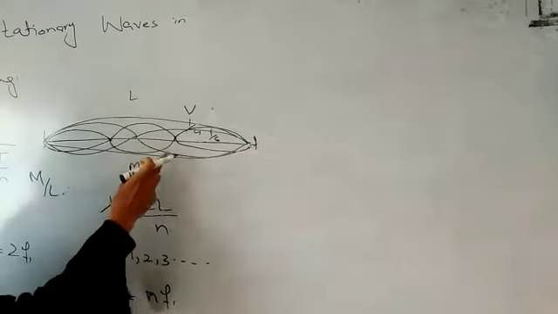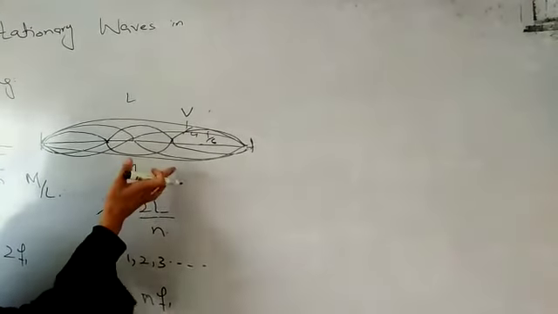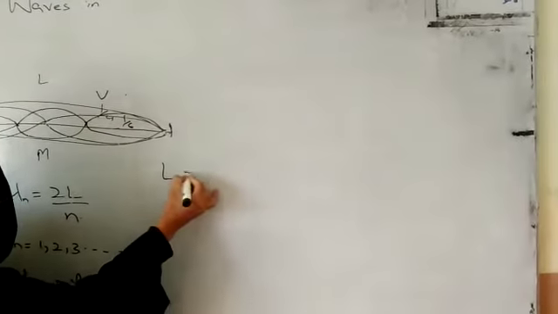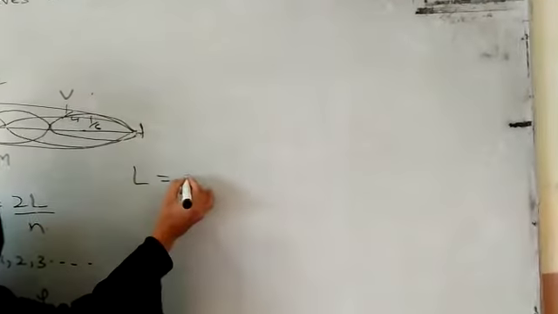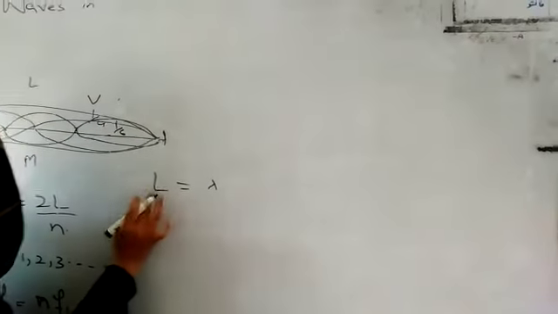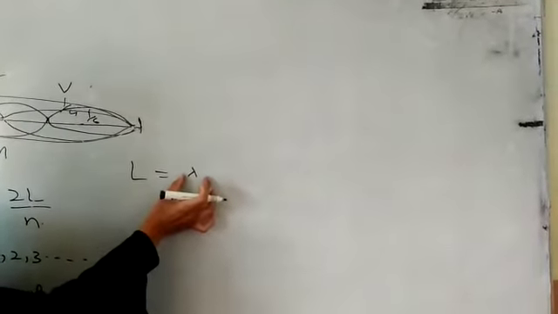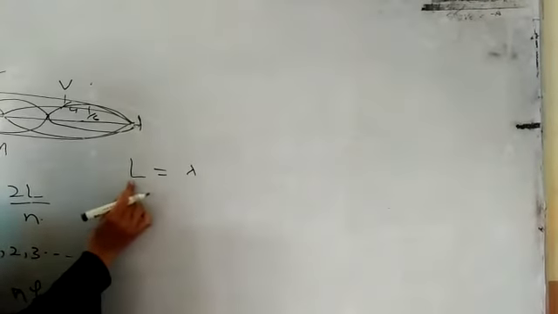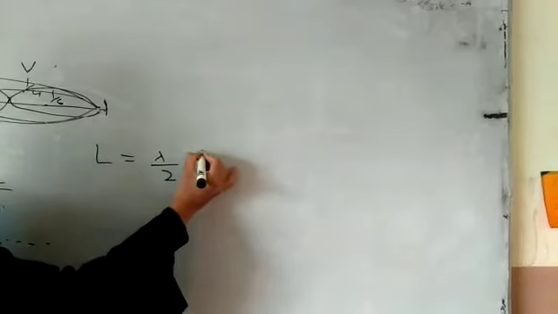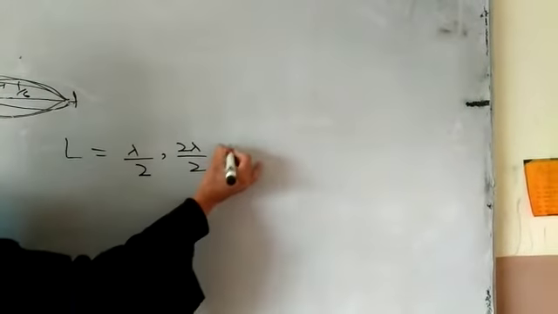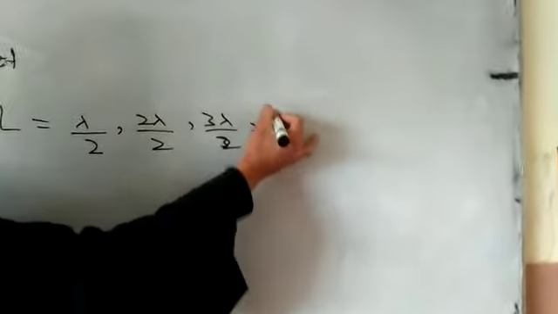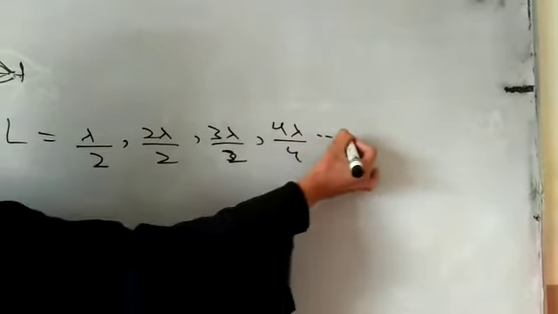And this string vibrates, or we can say that this string resonates, only when the length of this string is equal to an integral multiple of half of the wavelength. That is, the length of the string is either equal to lambda by 2, or 2 lambda by 2, or 3 lambda by 2, 4 lambda by 2, and so on.